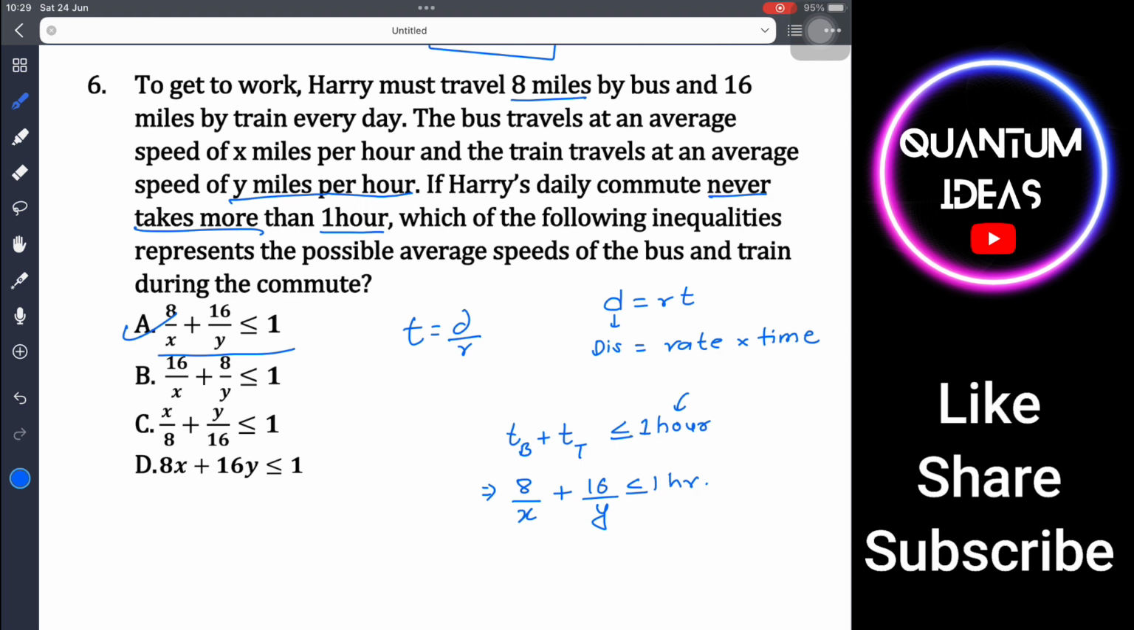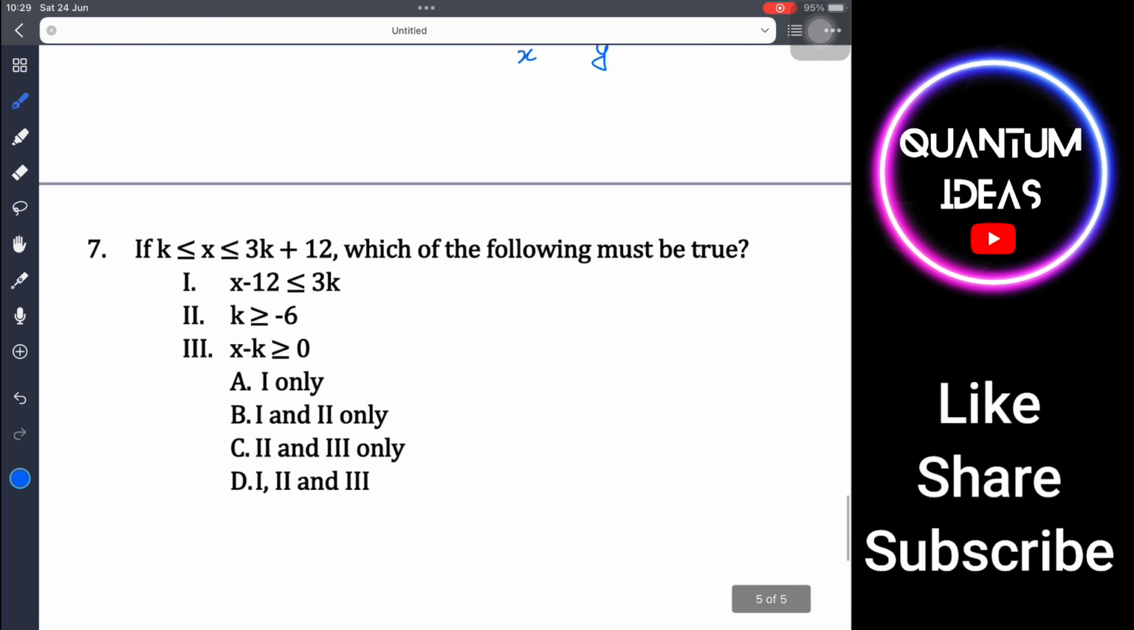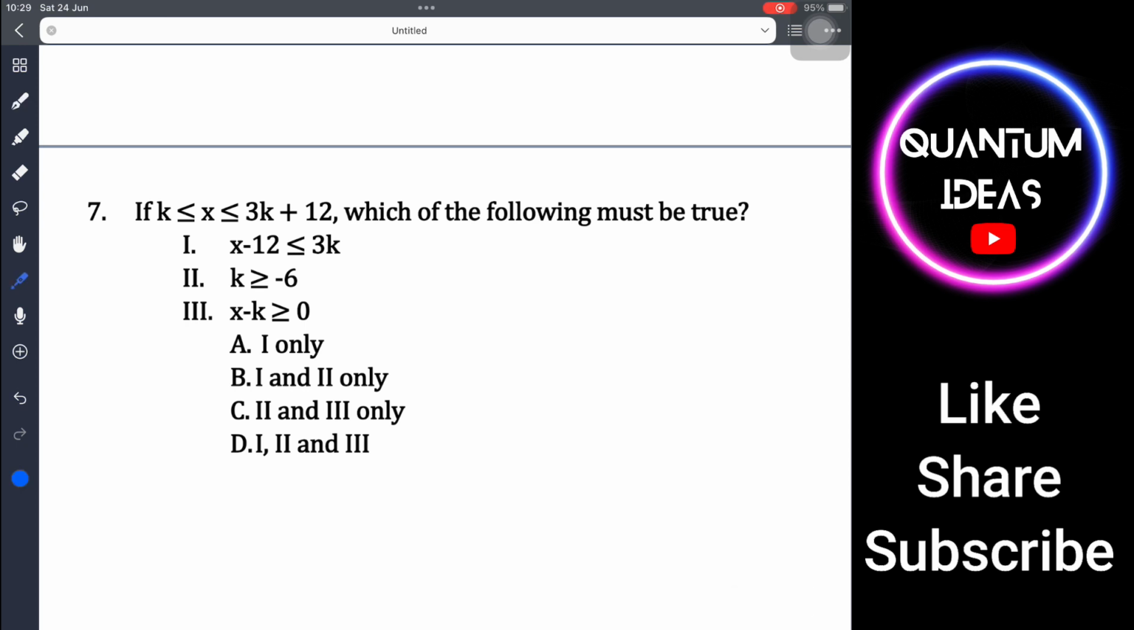Okay, so let's move to the next question. I think it's the last question. We are given the inequality k is less than or equal to x is less than or equal to 3k + 12. Which of the following must be true? We are given 1, 2, 3, and the answer options are 1 only, 2 and 1 and 2 only, 2 and 3 only, 1, 2, 3. So we have to solve individually and break the inequality into different parts.